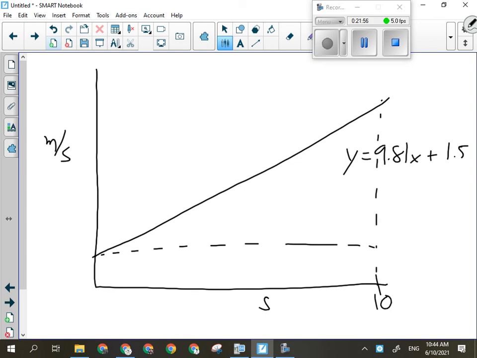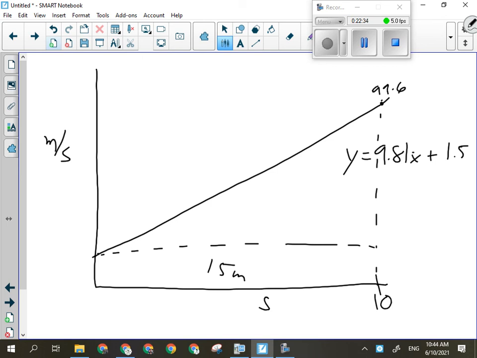Okay, the rectangle's easy. It's got a height of 1.5, that's what the y-intercept tells us, and a base of 10, so it's 15 meters. That part was pretty straightforward. Okay, we know the base of the triangle is 10 seconds, but what we don't know is the height of the triangle. So we'll need to use this equation in order to get it. All right, so I'll calculate what y is. Okay, here, using the equation. So I'll go 9.81 times x, so 98.1, plus 1.5, so 99.6, okay, would be this point.